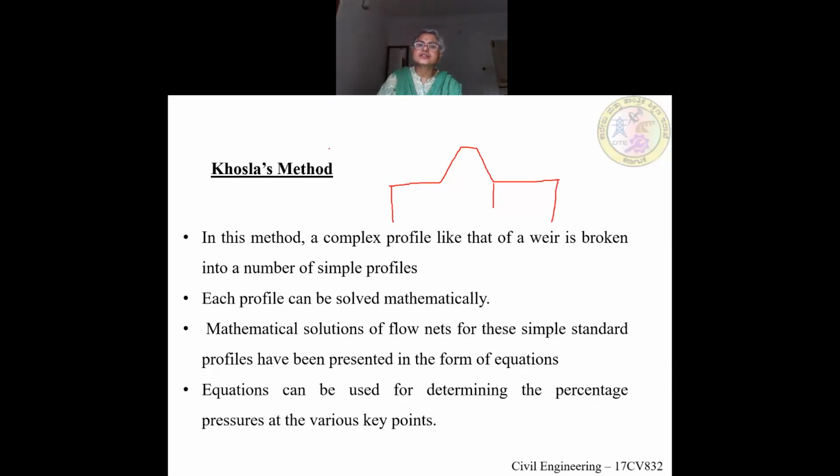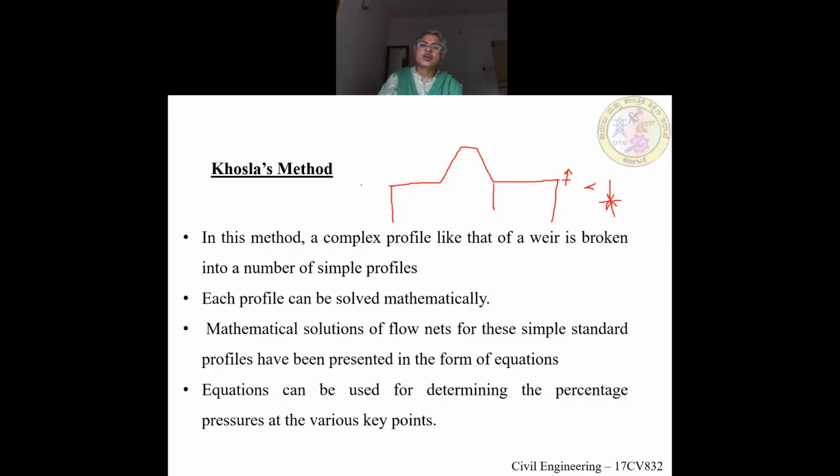So this is a complex problem. We have to determine the pressure at different points, and also the exit gradient. What is the exit gradient here? The design exit gradient should be less than the critical gradient. The critical gradient is what we studied, that is, the disturbing force F should be equal to the submerged weight of the soil particle at that particular point here at the exit.